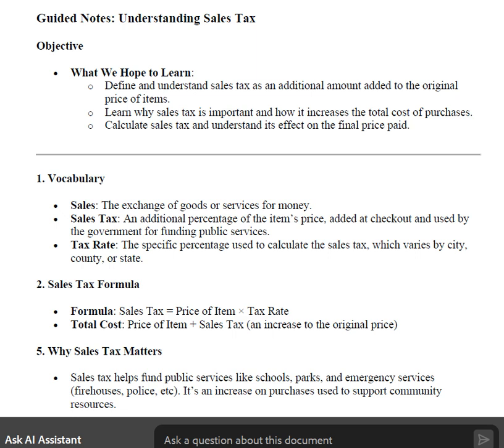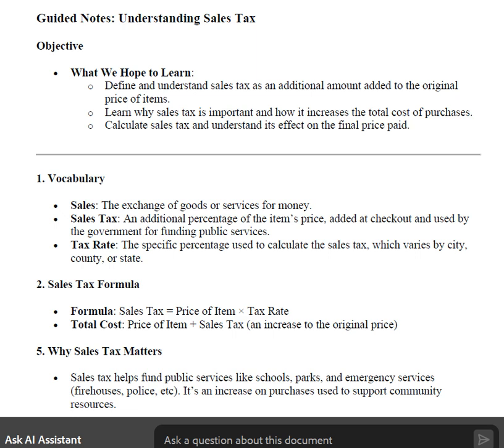So why does sales tax matter? It matters because it helps us to fund different services such as schools, parks, emergency services, and some of those examples are like firehouses. They're funded by the sales tax, police, even teachers. We fund public schools. And matter of fact, I think all schools are pretty much funded by sales tax.